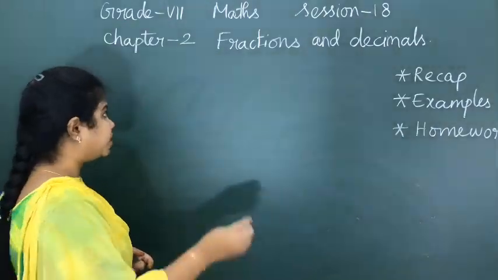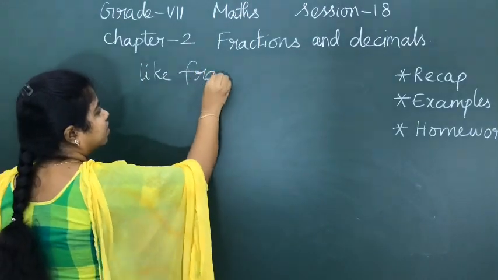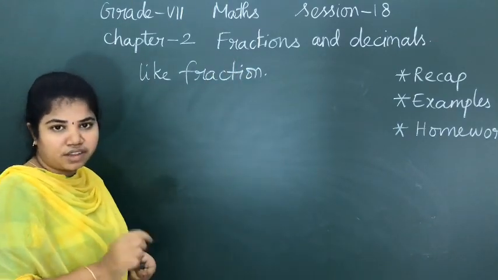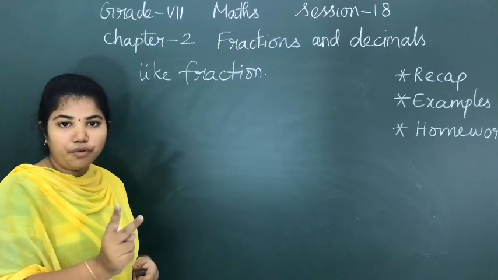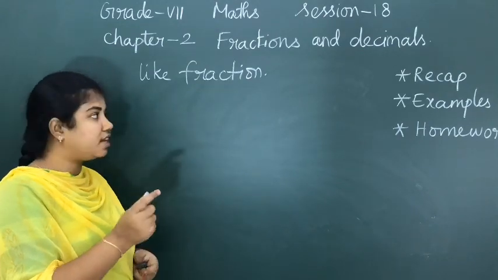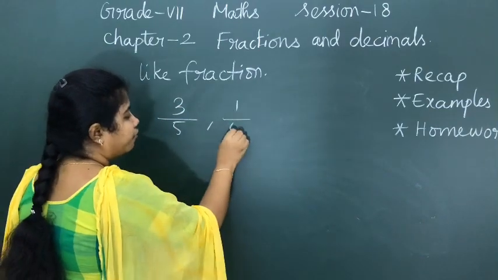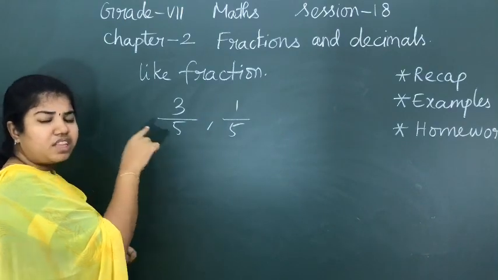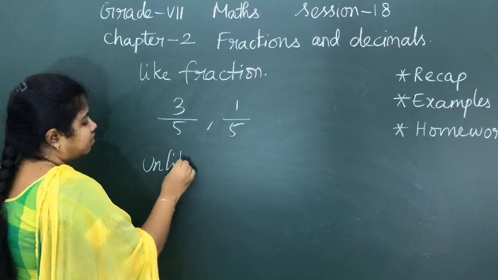Our next fraction is like fraction. Like fraction is nothing but if my denominators are same. If they are giving two fractions and the denominator is same, for example, 3 by 5 and 1 by 5, if the denominators are same, then it is a like fraction. If the denominators are not same, then it is the unlike fraction.